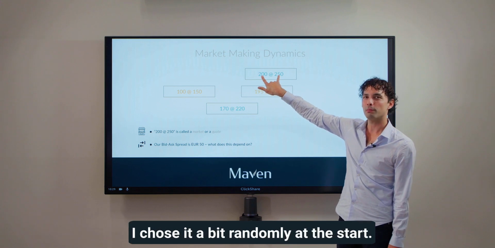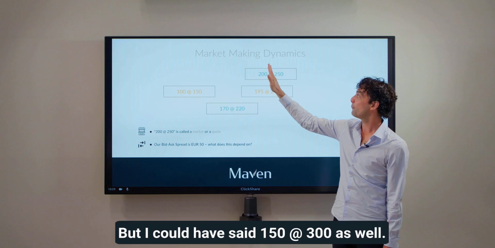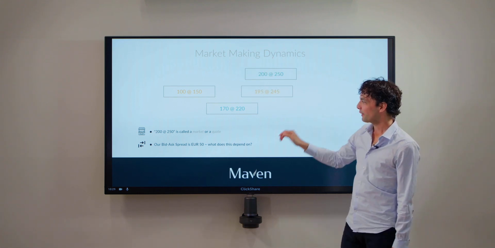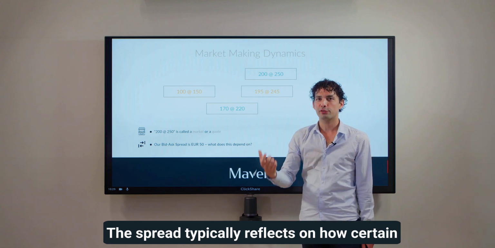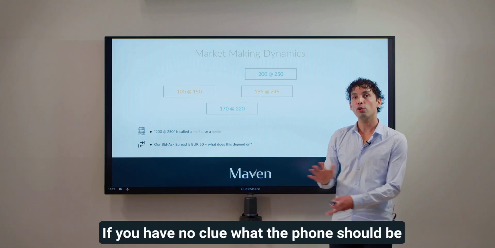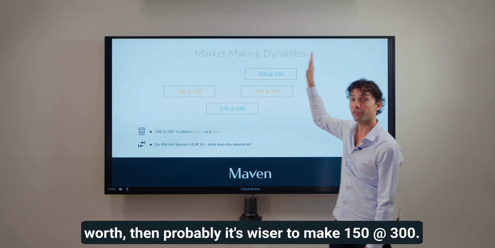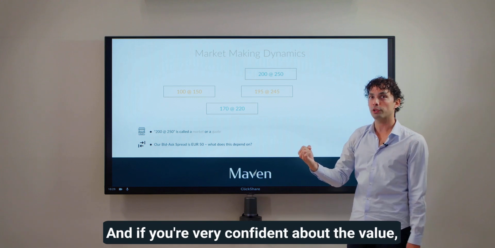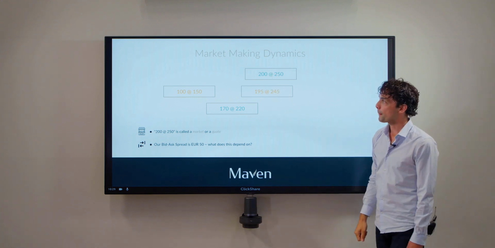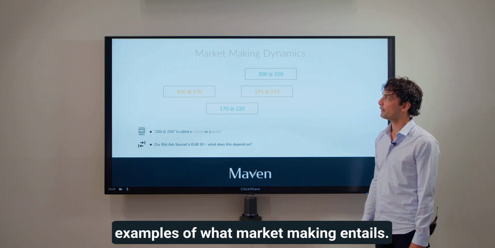I chose it a bit randomly at the start. I chose it centered around the 225, remember? But I could have said 150 and 300 as well. The spread typically reflects how certain you are about the 225 number. If you have no clue what the phone should be worth, then probably it's wiser to make 150 at 300. And if you're very confident about the value, you can make it even tighter than that. Okay, so these were two small examples of what market making entails.